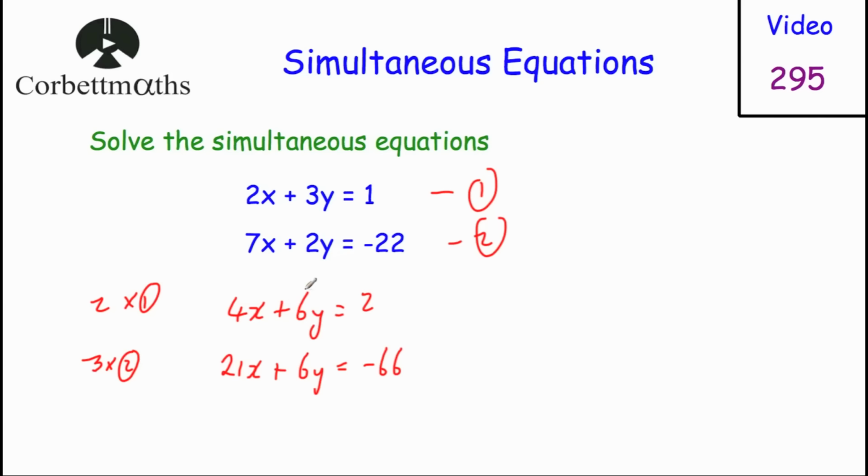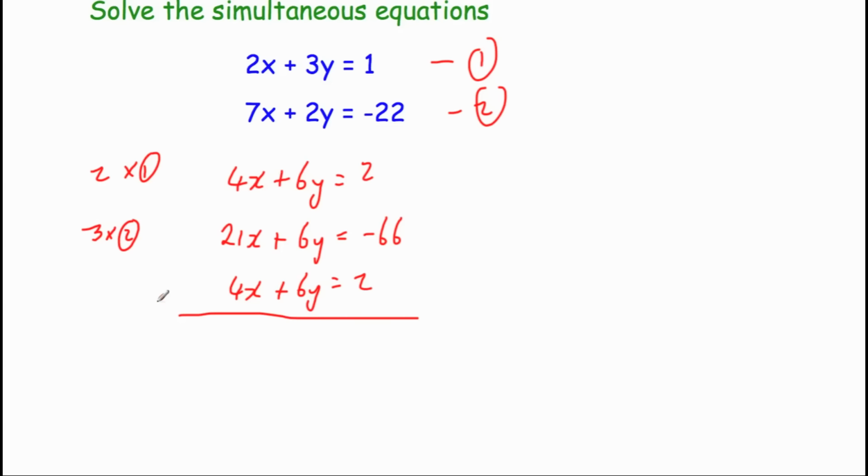So this is great because we've now got two equations, both with 6y's in them. Now what we can do is take away these equations from each other. Now the only thing is that whenever we take these away, we're going to have 4x take away 21x, which would be negative 17x and so on. So what I'm actually going to do is write this top equation again just beneath this other one. So I'm going to write 4x plus 6y equals 2, just so that whenever I take these equations away from each other, I'm going to get 17x rather than minus 17x. So now let's put a line beneath them and let's say subtract.